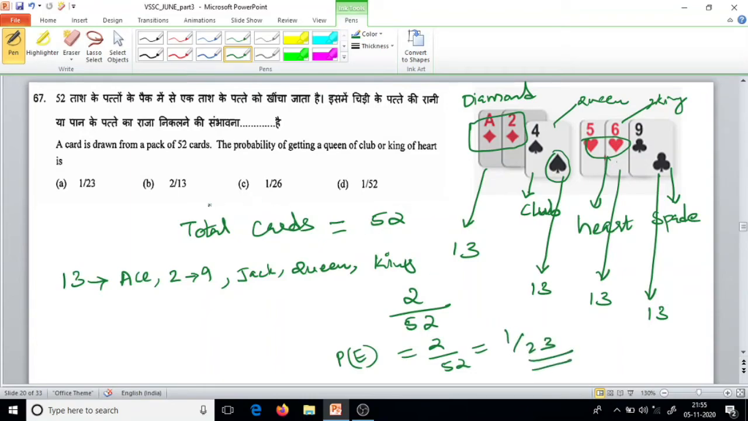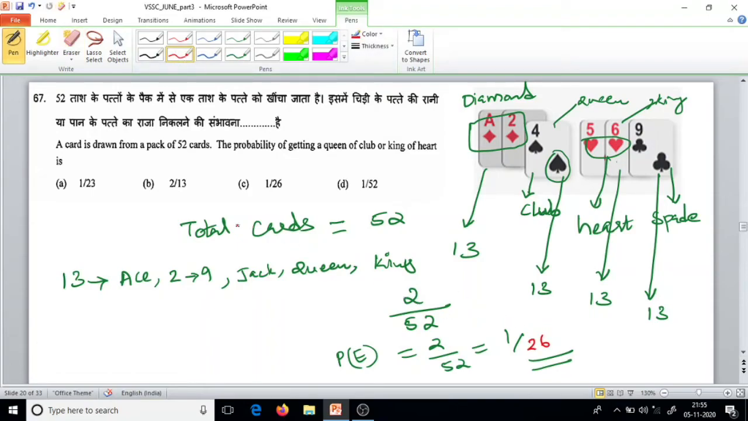No, not 1 by 23, it's 1 by 26, because if we divide this we will get 1 by 26. 52 divided by 2 is 26. So the answer is 1 by 26.